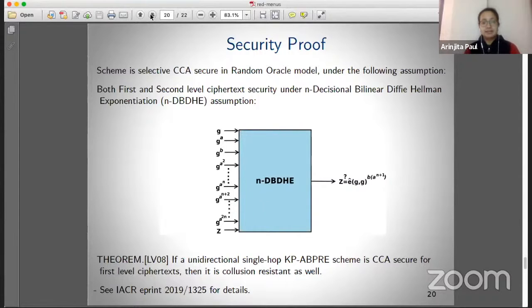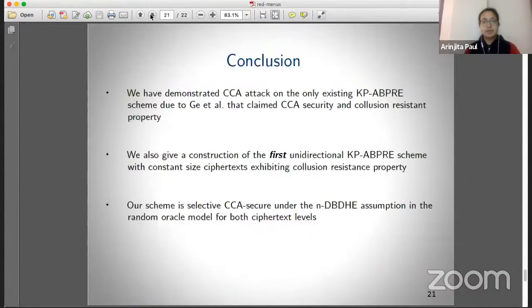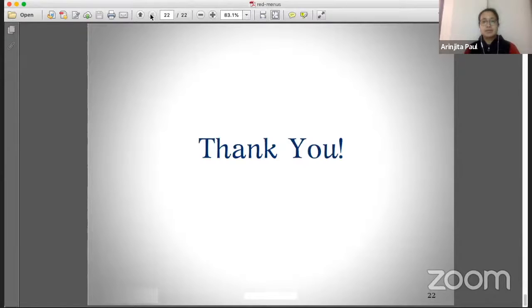This is as per the theorem of Lewko and Waters. So you can see our full paper for further details of the proof. Just to conclude, I have shown that our scheme achieves CCA security, and we have also given two attacks on the two existing schemes in the literature on KP-ABPRE, and our scheme is selective CCA secure under the NDBDH assumption in the random oracle model. So that's all. Thank you.